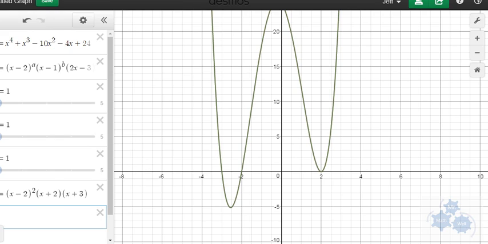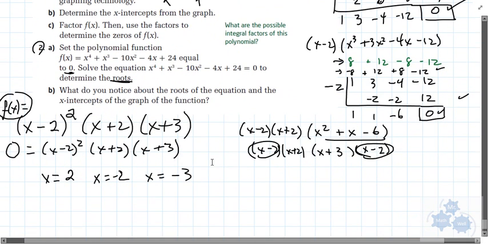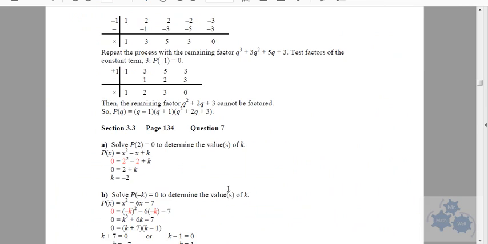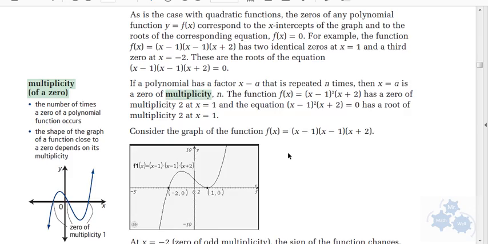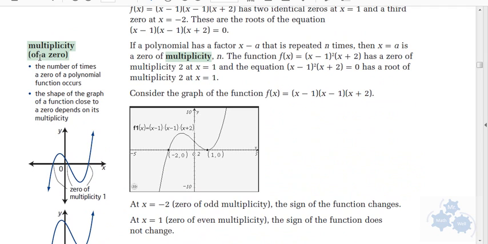So let's get back to the notes here. And what is multiplicity? Okay, we're going to talk about multiplicity here. Multiplicity refers to the behavior of the graph at a zero. So, whoops, that's the wrong one. Where is it? Let's see, where is multiplicity here in our textbook? Multiplicity of a zero. Okay. So over here, and that's going to be for you on page what?